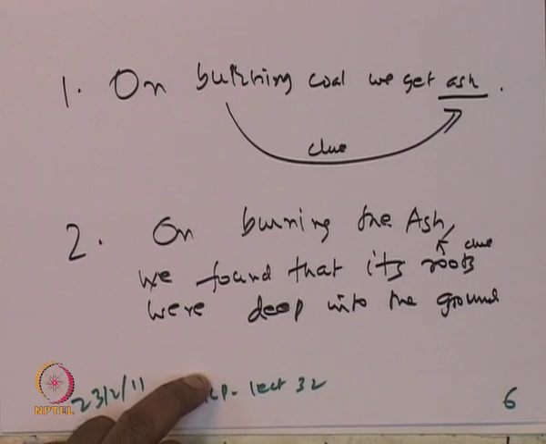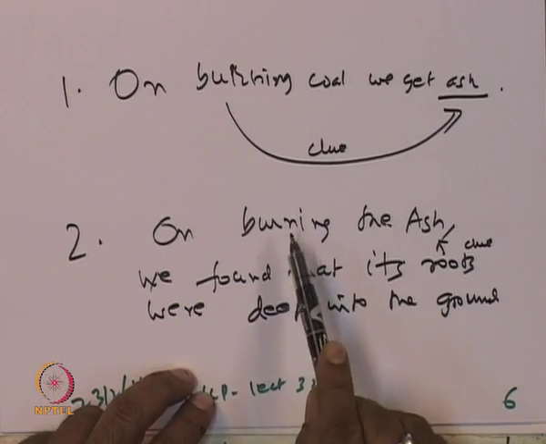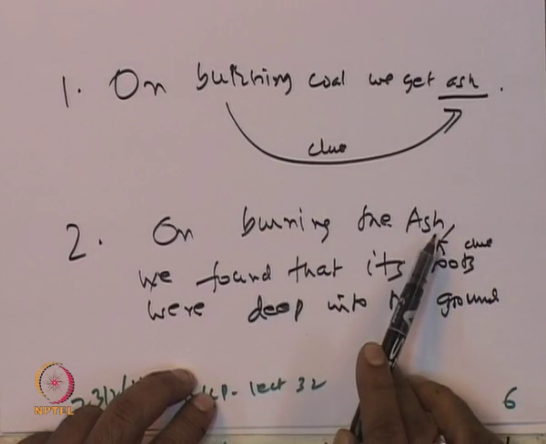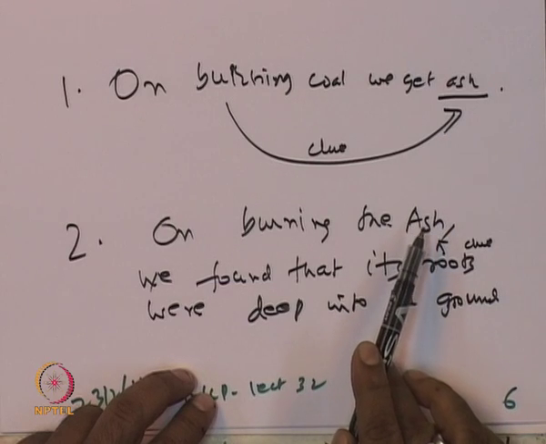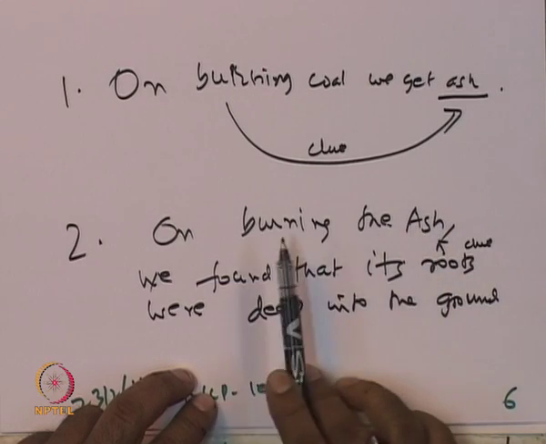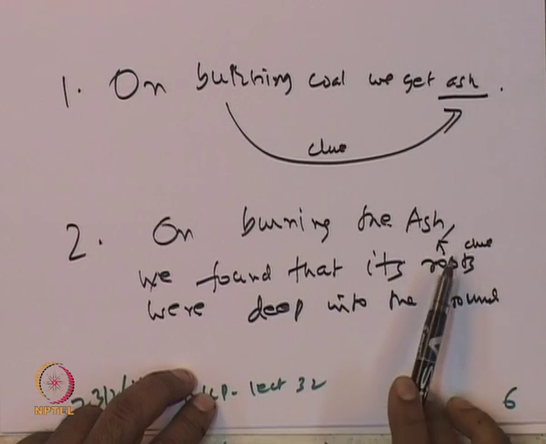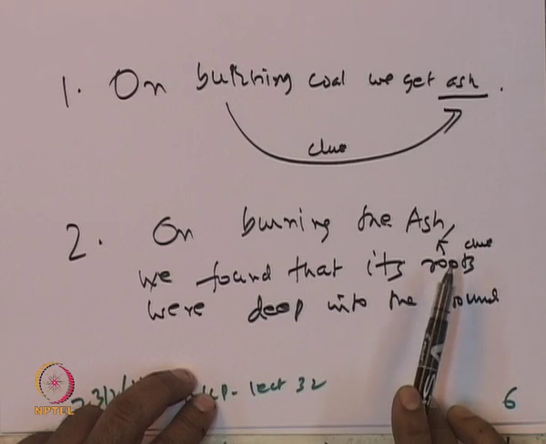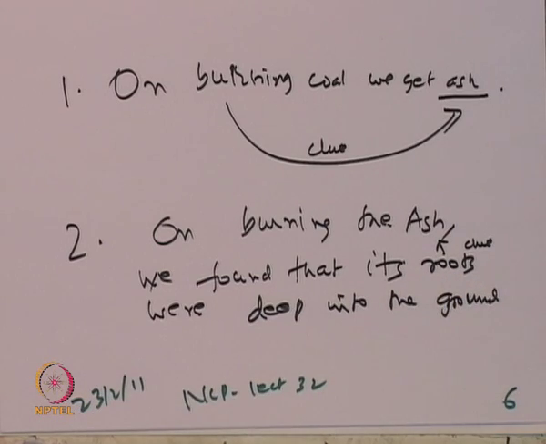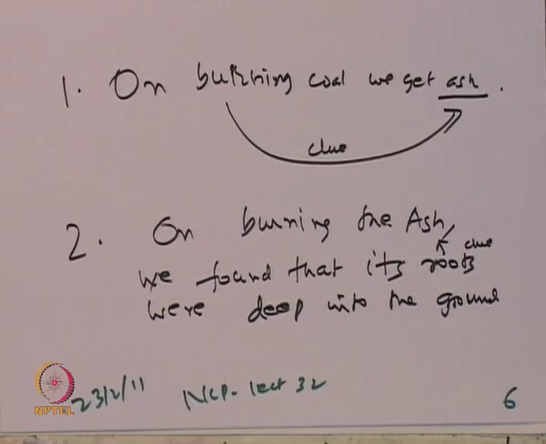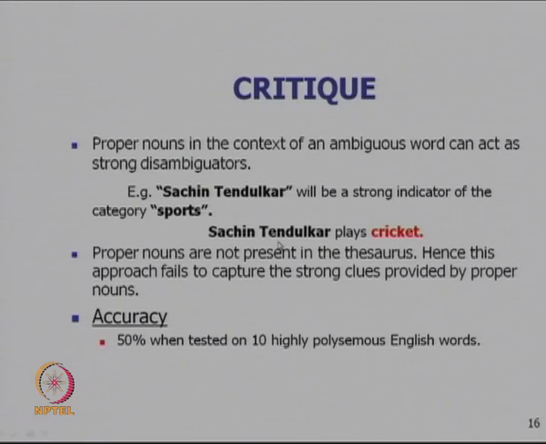The idea is that here the word burning is a misleading clue. Okay. It will take the algorithm to the first sense, which is the residue sense of ash, whereas the intended sense is the tree sense, and that clue is coming from the word root. Okay. So, the overlap based approach can be misled into a wrong sense if one is not careful with the context word. Okay. So, this was the critic.